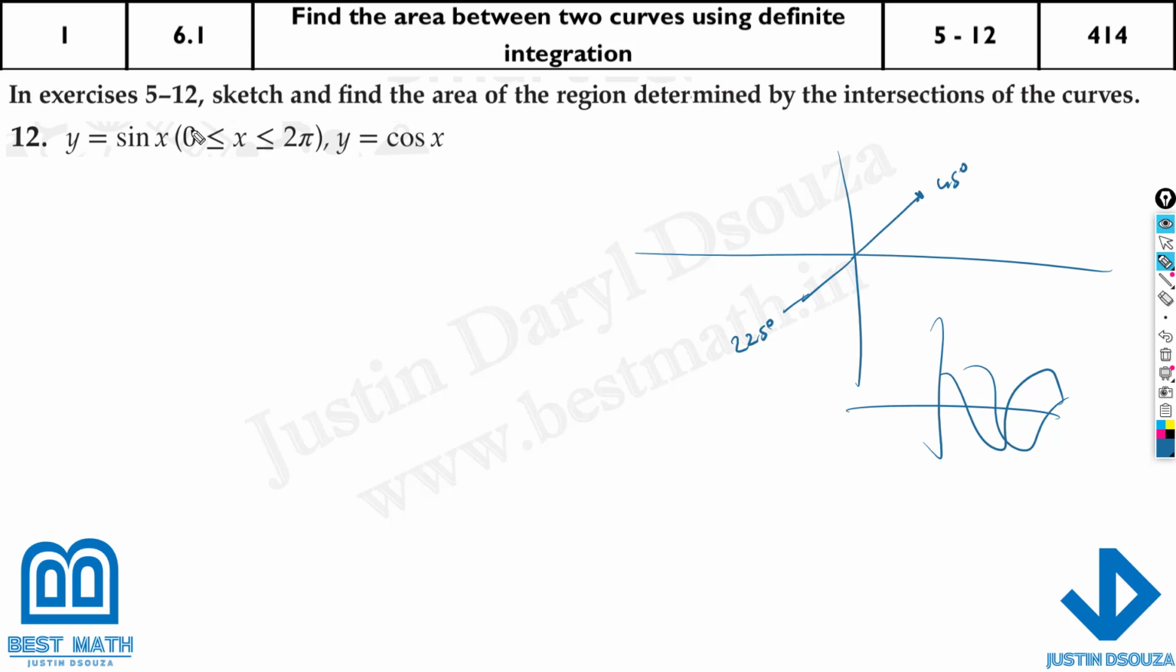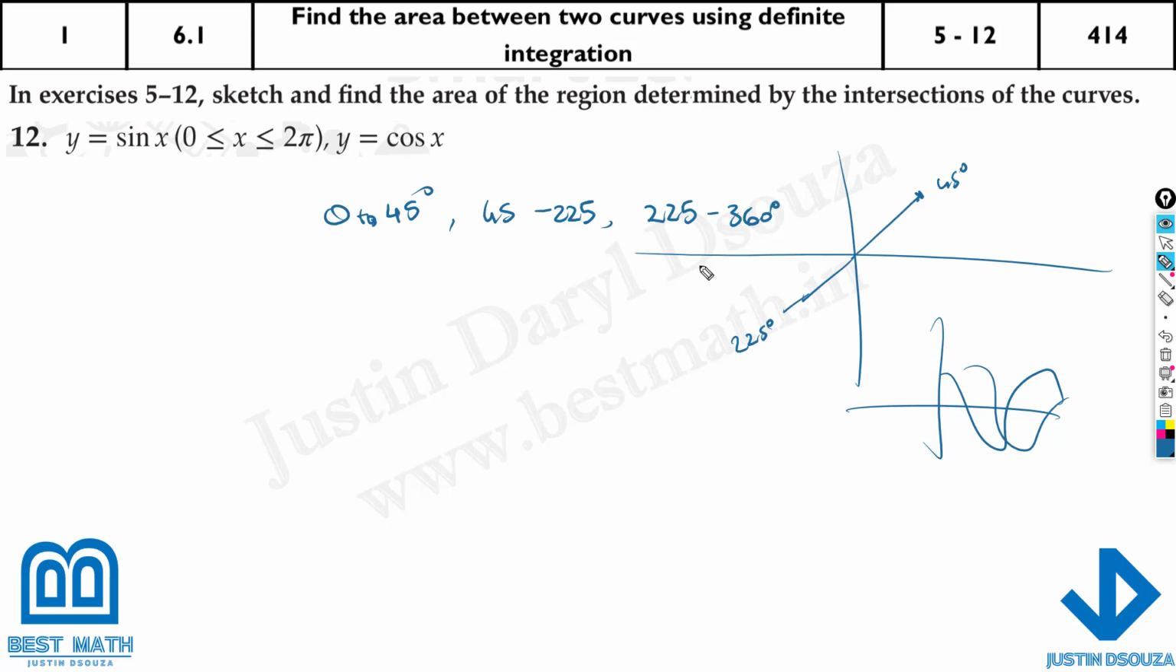But here, they have also given the starting limit and the ending limit. So there will be a few intervals. It'll be from 0 to 45. Then we have 45 to 225. And then 225 to 360 degrees.